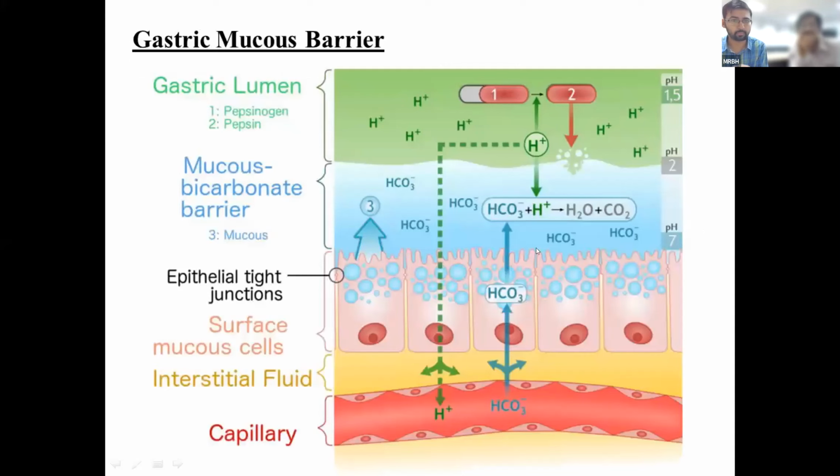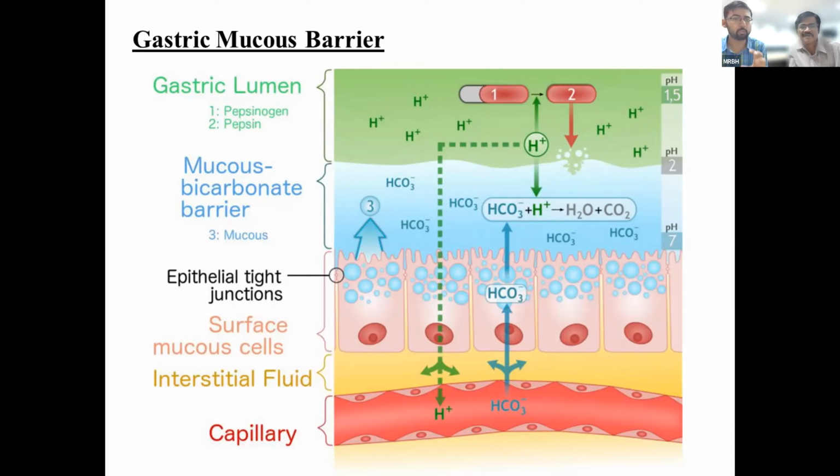Here we see the gastric mucous barrier, and it will be easier to explain through this. As we can see, this is the layer of the pepsinogen and the pepsin where the gastric acid is acting. And here we see the layer of the mucous bicarbonate barrier, mainly constituted by the mucus, which contains 85% of water. The bicarbonate reacts with the acid, and it dilutes the effect of the acid on the mucosal barrier.